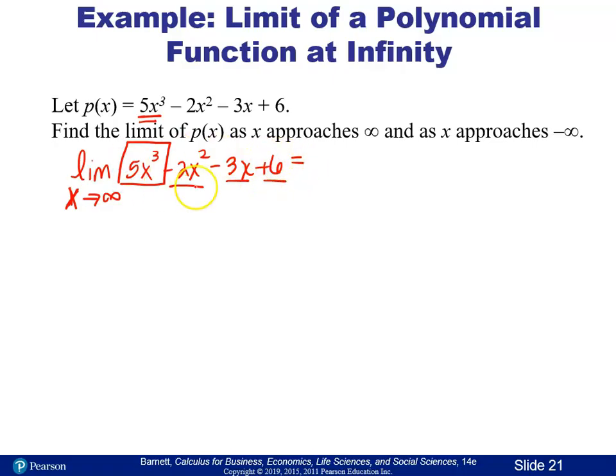So the limit of this whole thing is basically just the limit as x goes to infinity of the 5x to the third. Okay, we just looked at one like that. We said if we've got 5x to the third, if x is going to infinity, then this whole thing is going to go to infinity. So it would be a does not exist with infinity.